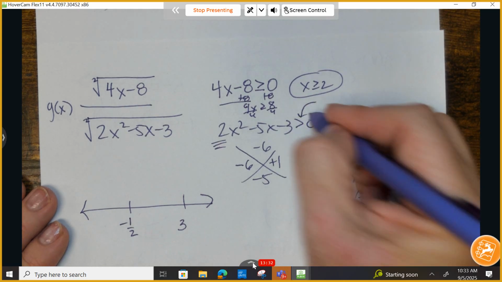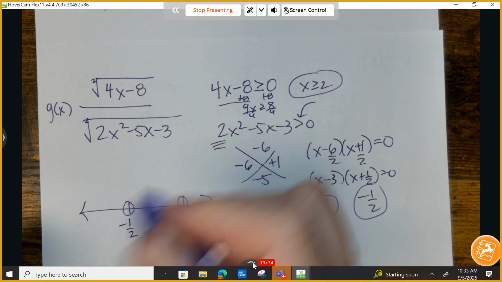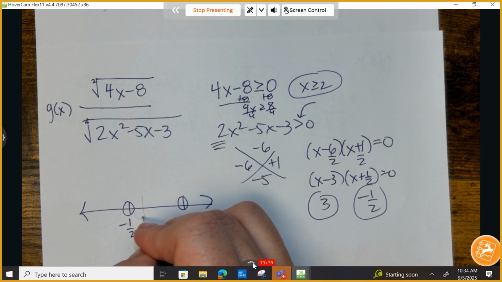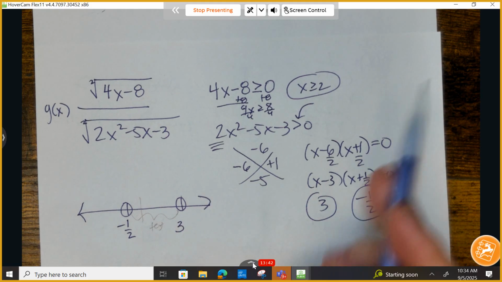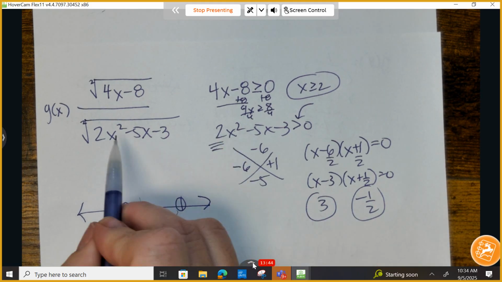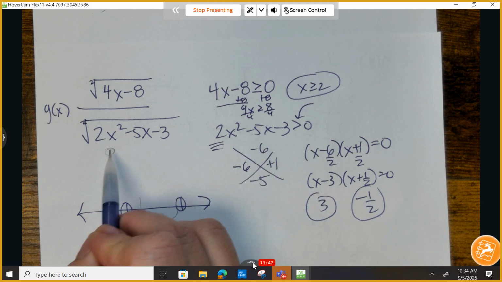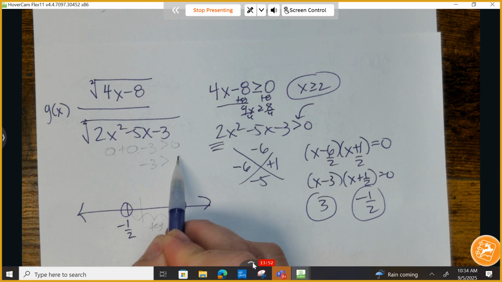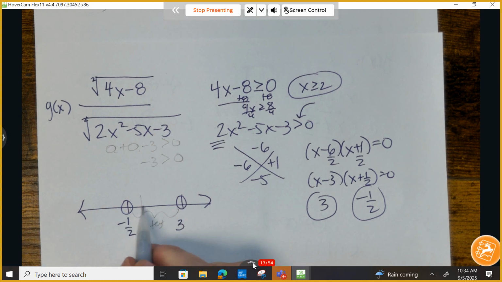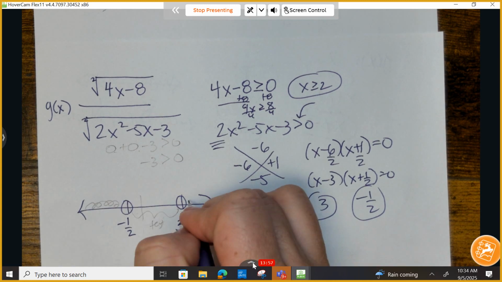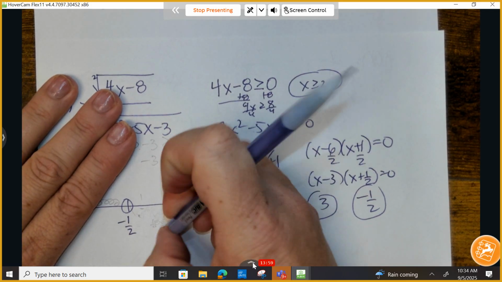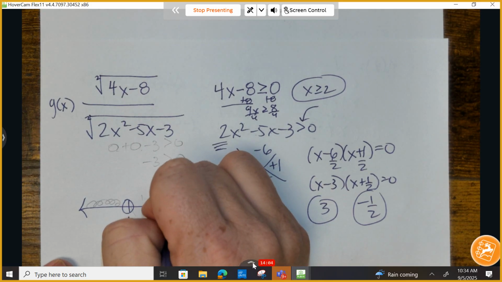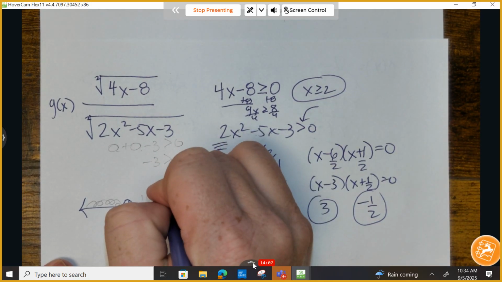I can see that I need to have an open circle, and now I'm going to test. Again, the easiest value to test is 0. 0 occurs right about here, so I'm going to test this area. I'm plugging in 0. 0 squared is 0 times 2 is 0. -5 times 0 is 0 minus 3. Is this a true statement? Is -3 greater than 0? No. I tested this as a no. That means this is a yes, and this is a yes. And now I have to apply this piece up here. So I find 2. I make a closed dot here, and I shade.